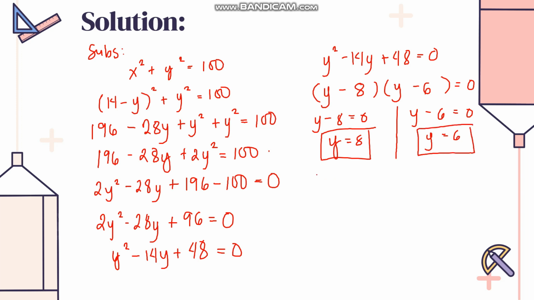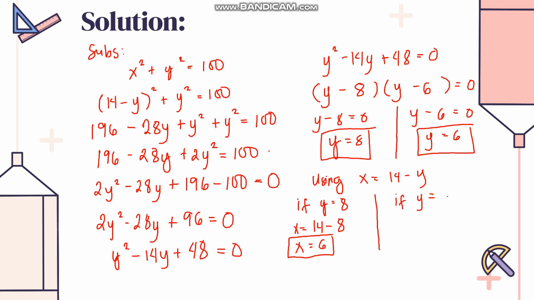Then after that, we can solve for the value of x. Using the equation that we have, x equals 14 minus y, let's solve for x. If y is 8, then x equals 14 minus 8, which is equal to 6. And if y is equal to 6, then x equals 14 minus 6, or x equals 8. As you notice, the first pair is y is 8 and x is 6, and the other one is y is 6 and x is 8. So it doesn't matter. We'll just consider one, since we're just asked for the dimensions of the rectangle.